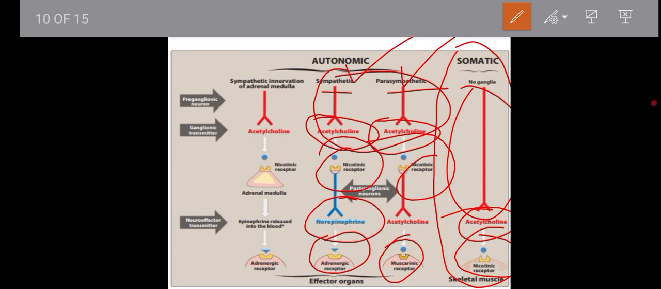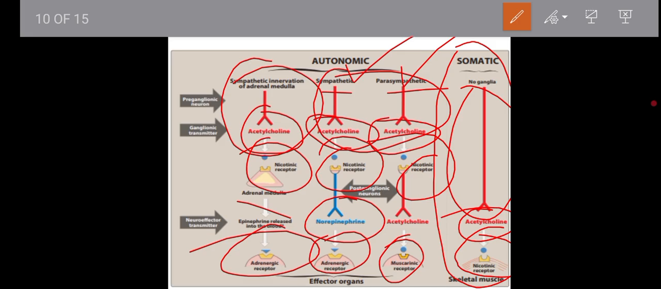In case of sympathetic innervation of adrenal medulla, there is a slight difference, that there is only one fiber. You will see there is only one fiber releasing acetylcholine. So acetylcholine will bind to the nicotinic receptor present on the adrenal medulla. After that, there will be release of epinephrine and norepinephrine. Epinephrine will be taken up into the blood, and norepinephrine will be taken up into the neurons. Norepinephrine will cause the actions through the neurons, while epinephrine will show its action through blood, and then will bind to the adrenergic receptors.